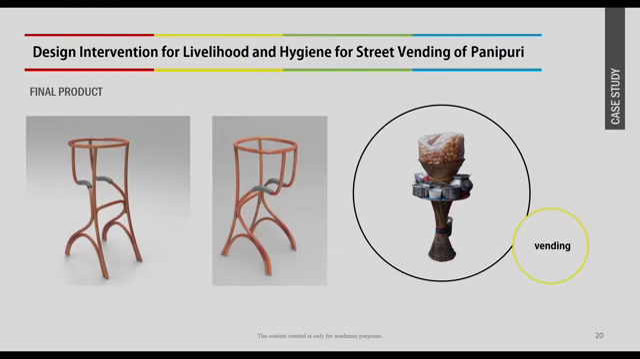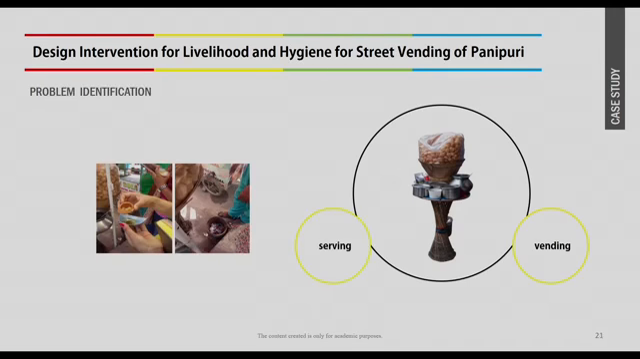and this is the final product, where cushioning material will be used, where the cart is coming in contact with the body, and here the load is not directly coming on head. We had two problems, one is vending and serving. So, then we moved ahead for serving issues.